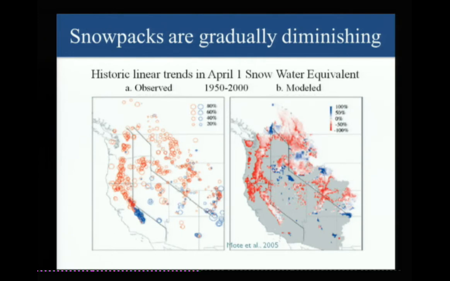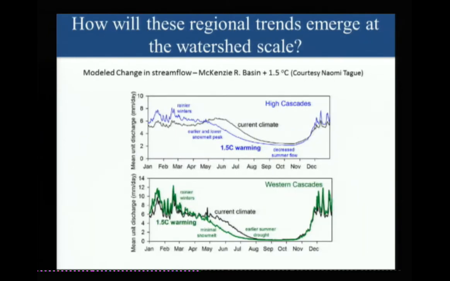But we also know that snowpacks are declining. So here's the canonical figure once again that Phil just showed. The key take-home point is that snowpacks are declining, gradually diminishing throughout the Pacific Northwest in particular, and that it's a warming-driven trend. But how these regional trends might emerge at the watershed scale is more uncertain, and so we're interested in looking at how watershed characteristics might lead to differences in sensitivity.